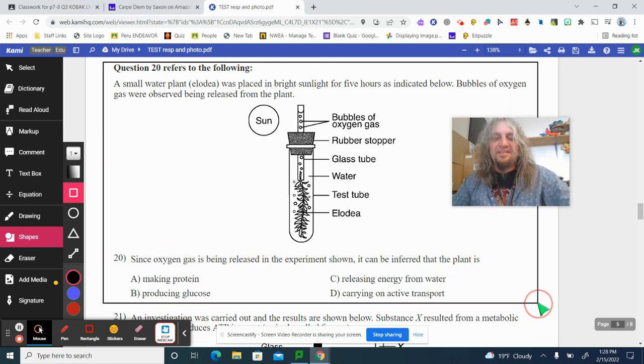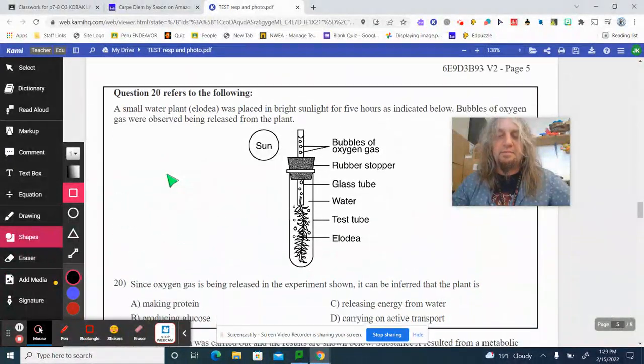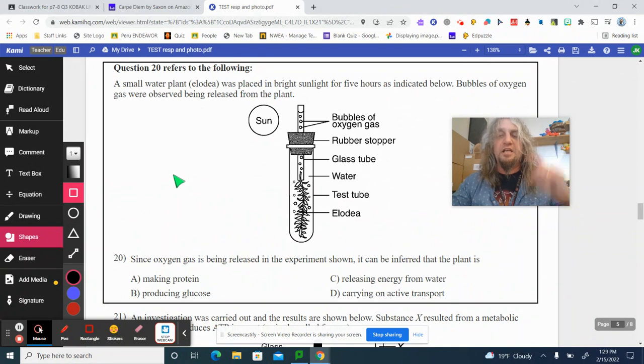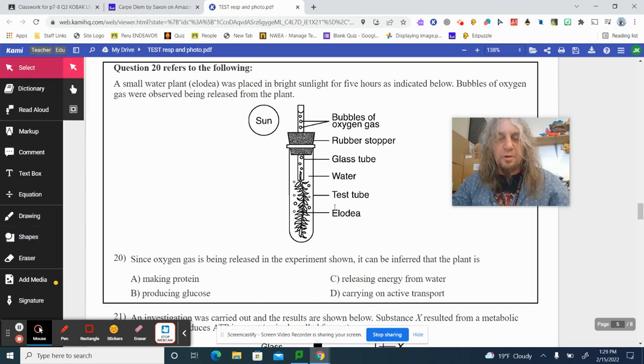Question 20. A small water plant, Elodea, was placed in bright sunlight for 5 hours, as indicated below. Bubbles of oxygen gas were observed being released from the plant. Since oxygen gas is being released in the experiment shown, it can be inferred that the plant is A, making protein, B, producing glucose, C, releasing energy from water, or D, carrying on active transport.